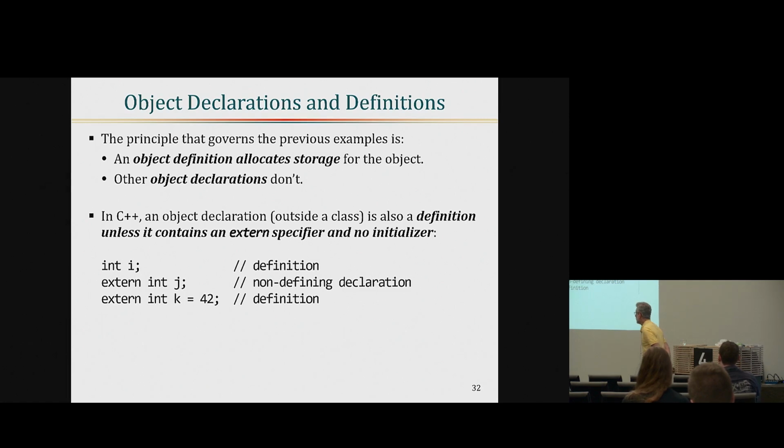So that first one lacks an extern. Notice it doesn't have an initializer, int i, but it also lacks extern. That's a definition. That allocates storage for i. What's its initial value? Anyone know? What's the initial value? Pardon?